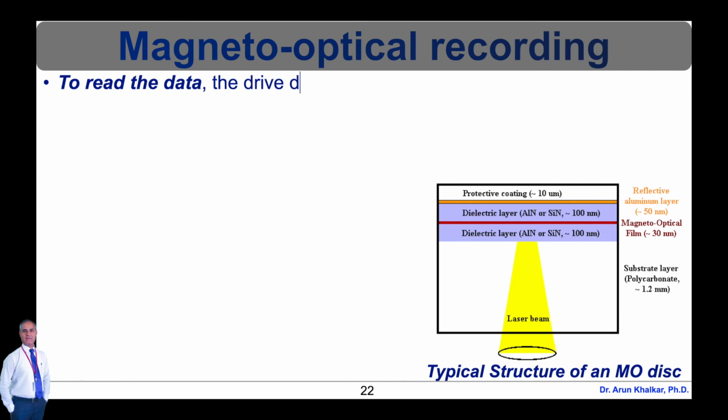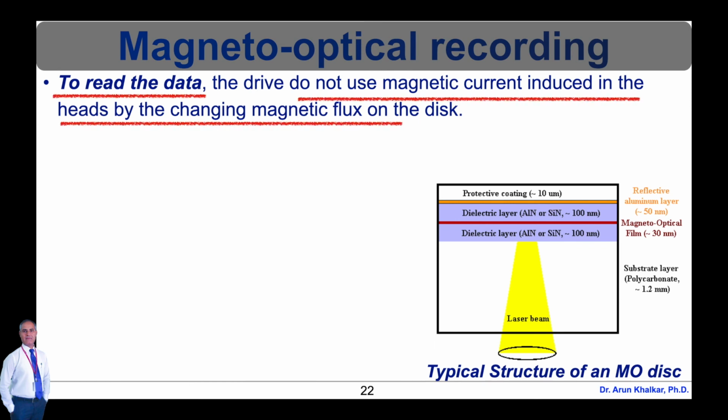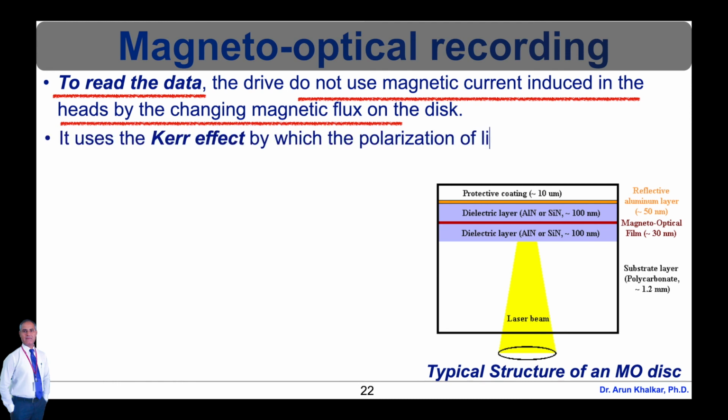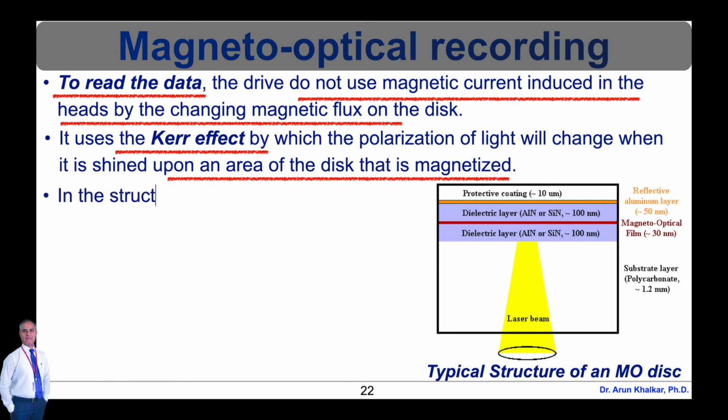To read the data from the MO media, that is magneto-optical recording media, the drive does not use magnetic current induced in the heads by changing magnetic flux on the disk, as a hard drive does, but instead takes advantage of the Kerr effect. Because of the Kerr effect, the polarization of light will change when it is shined upon an area of the disk that is magnetized.